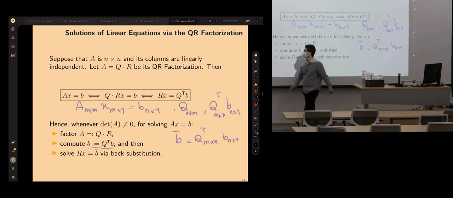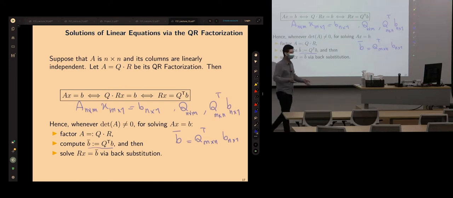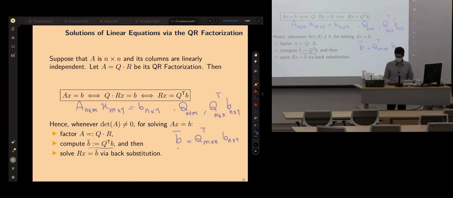Q is n by m, but Q transpose will be m by n, multiplied by a vector that is n by 1. This must be correct, m by 1. So purely for the sake of convenience, let's call B bar to be Q transpose times B. Then solve Rx equals B bar via back substitution, and you will have your solution.